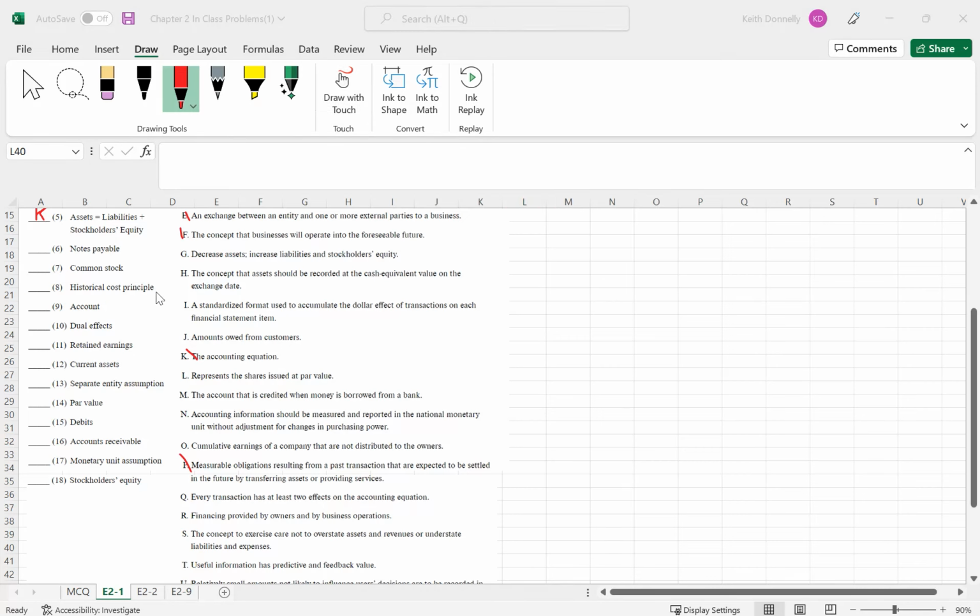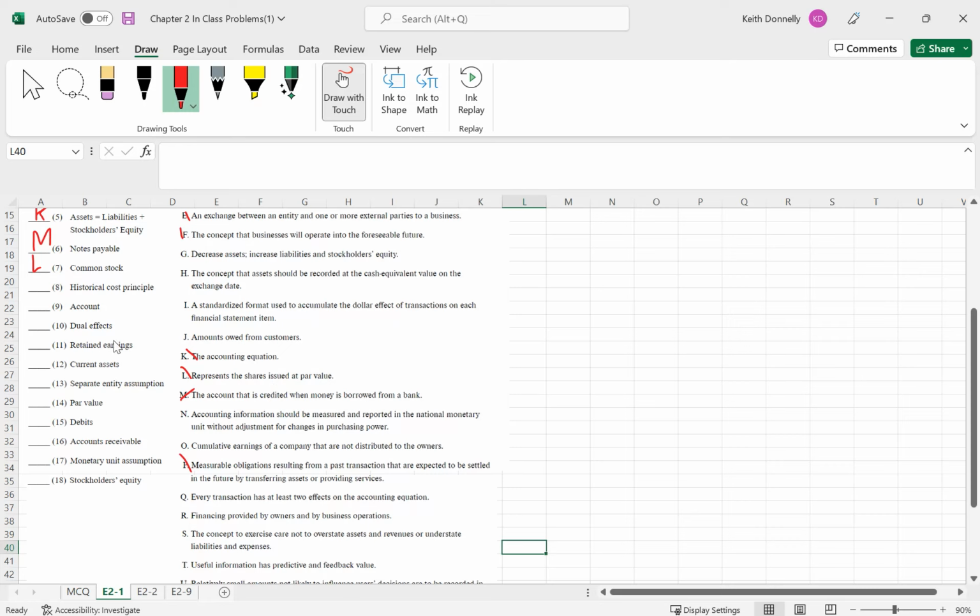6, notes payable. This one's going to be M. It's an account that's credited when money is borrowed from a bank. 7, common stock. This is going to be L. Basically the shares issued at par value.